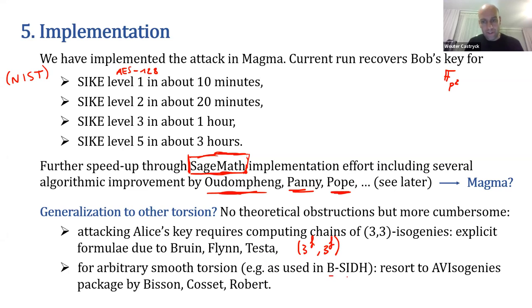So there is a variant of SIDH called B-SIDH, which is also broken by this approach. But these attacks have not been implemented. So in theory, it should be possible to use the AV isogeny package by Bisson, Cossin, and Robert, but this has not happened yet for the moment.